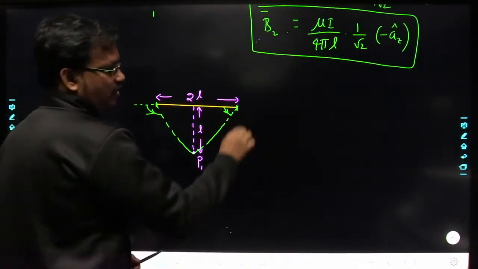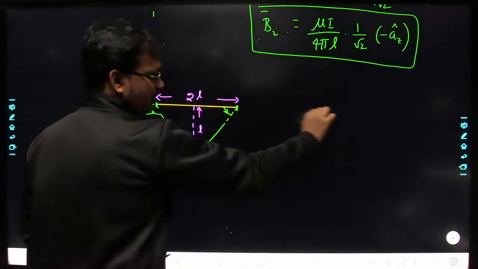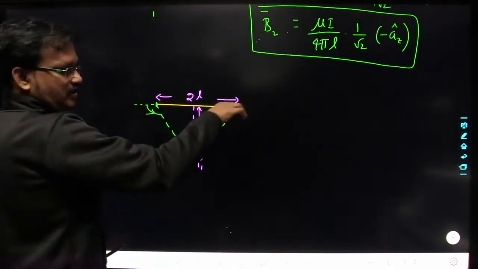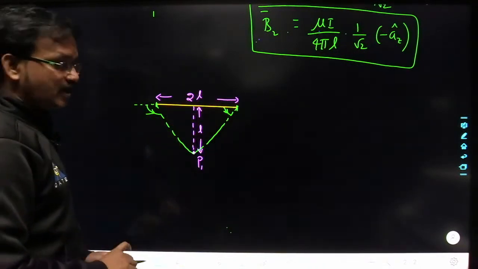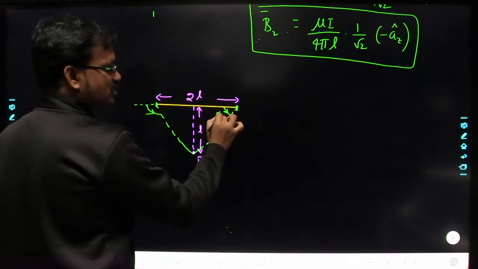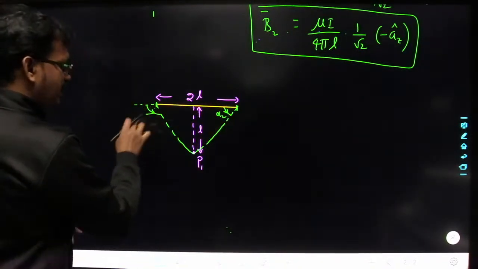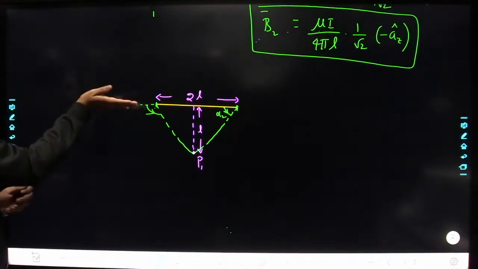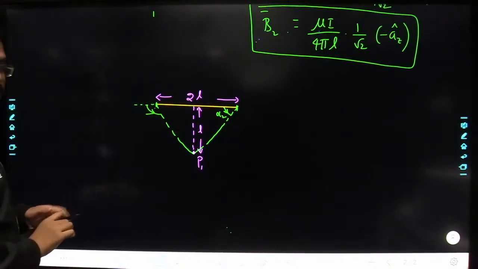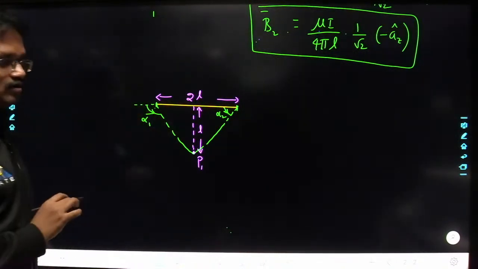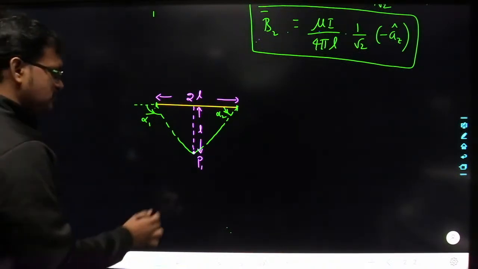Now if you extend this wire up to infinity, what happens to this angle? This angle is going to decrease. Yes or no? So you have to consider this as the decreasing angle, that is alpha 2, and this other angle is going to increase as you extend the wire. So you consider this angle as alpha 1. Right? Now just apply the formula here.